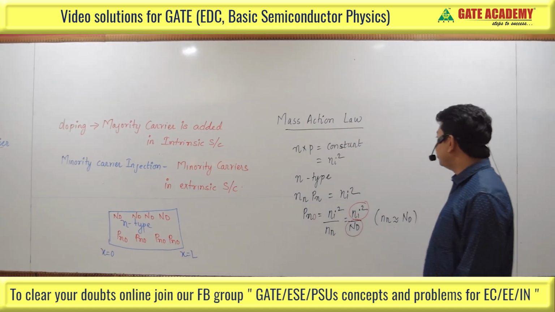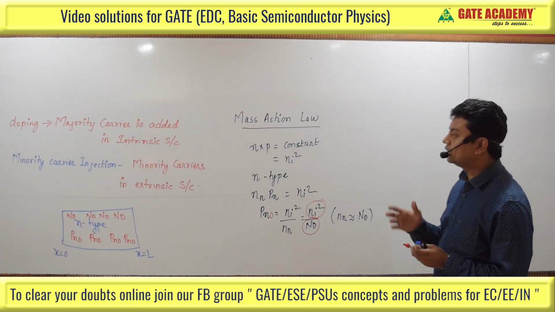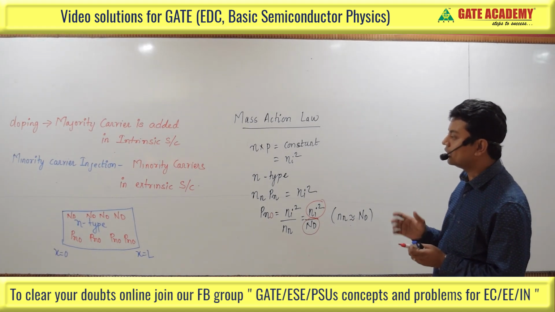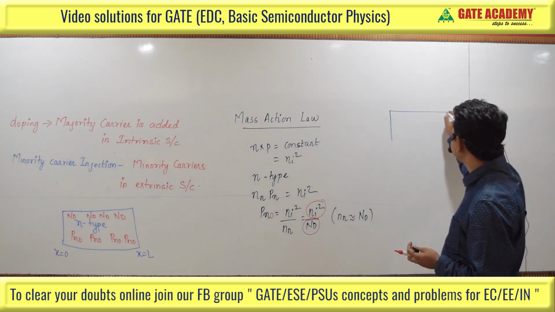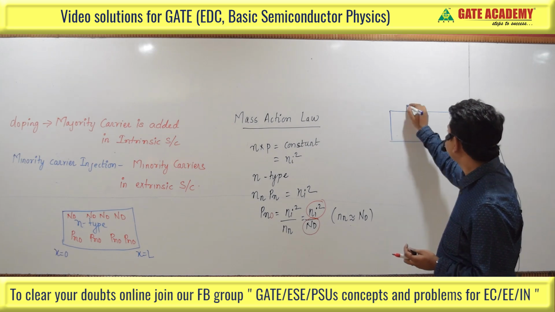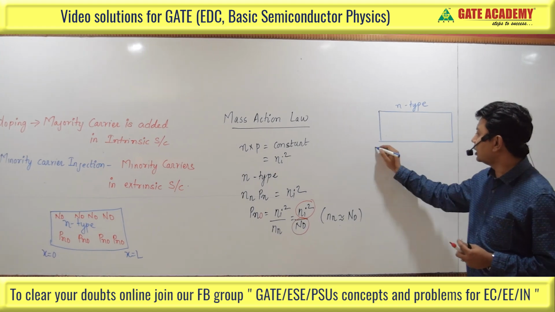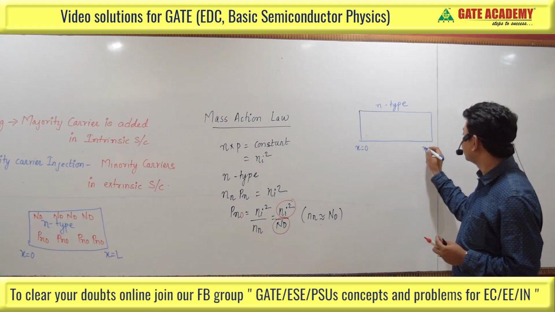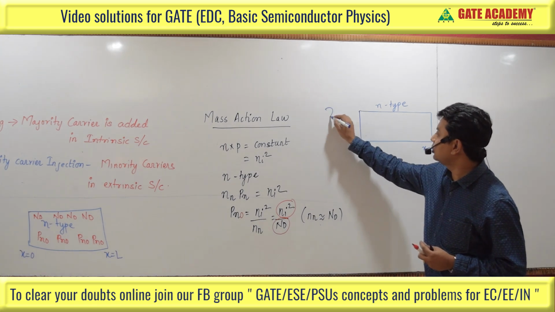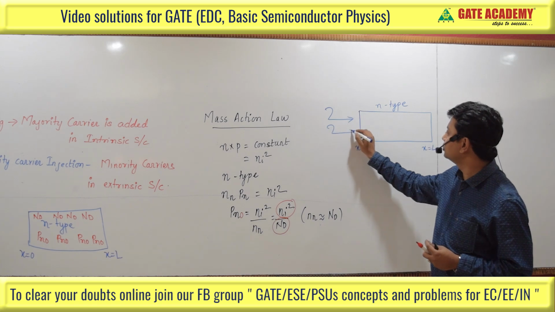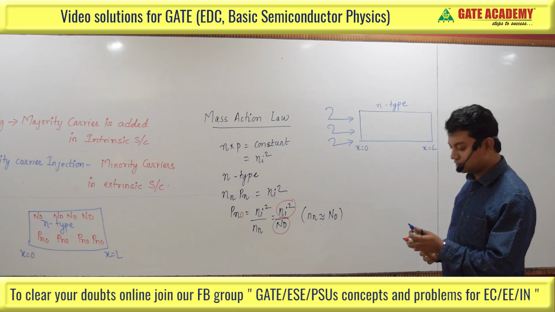Now, when does this minority charge carrier concentration change inside the semiconductor, or what is the meaning of minority carrier injection? Suppose we take the same n-type semiconductor, from x equal to 0 to x equal to L, and suppose we illuminate this semiconductor at x equal to 0 with some light source, illuminated at one end of the semiconductor at x equal to 0.